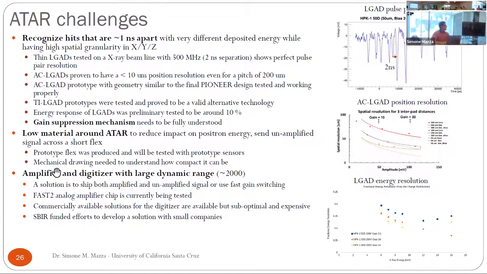And another issue is the amplifier and digitizer. They need to have a wide dynamic range, so you are able to see both the MIPs, the electrons, and the positrons and the muons that have more energy. So one thing that we are trying to see if it's possible is to ship both signals with one amplifier, one node. But then you need a specific chip to do that. So we are trying to work with other groups and also with companies to produce something that will be good for PIONEER. There is an SBIR call coming up for nuclear physics in October, and we are going to try and apply for that.